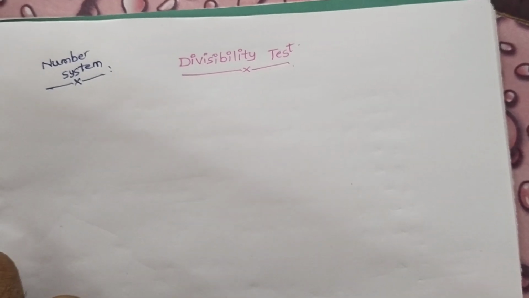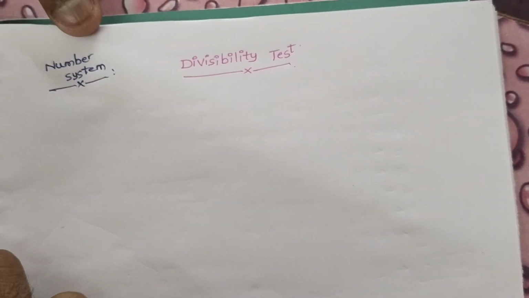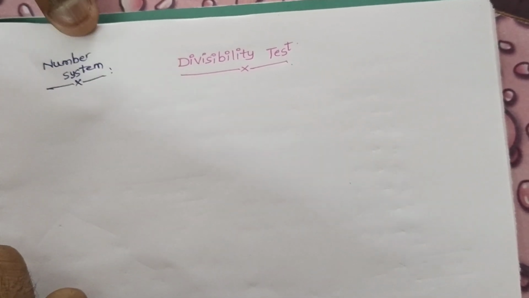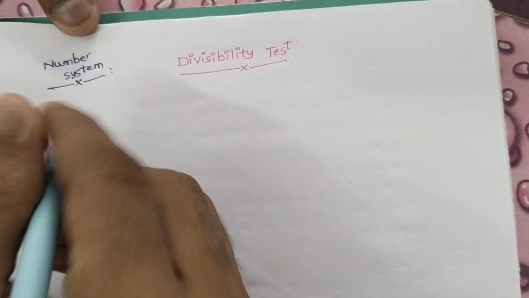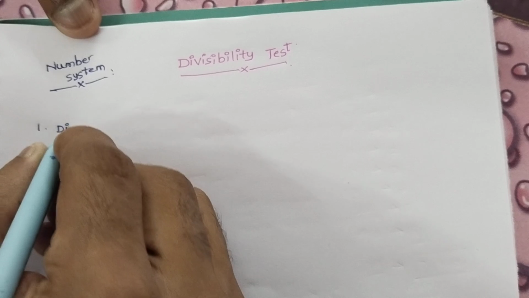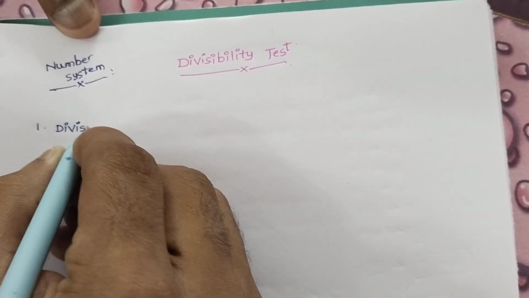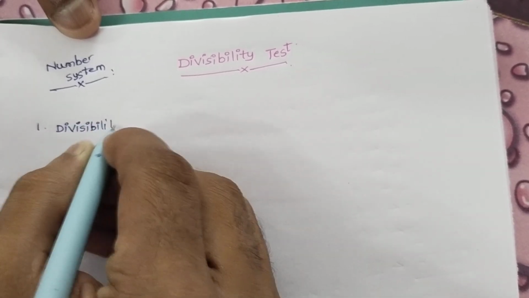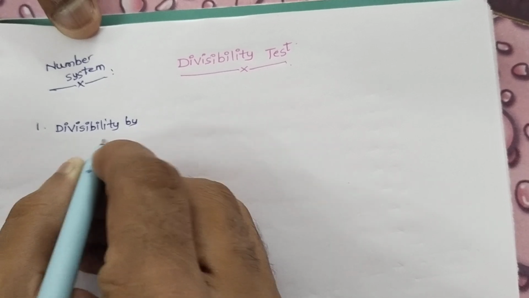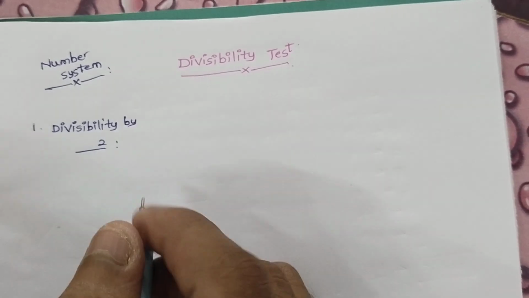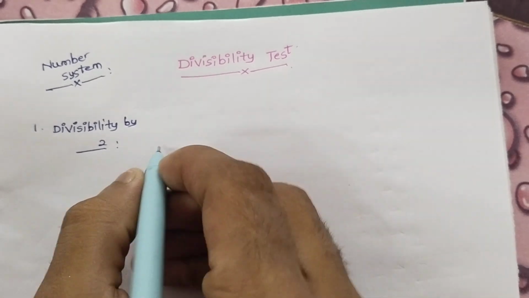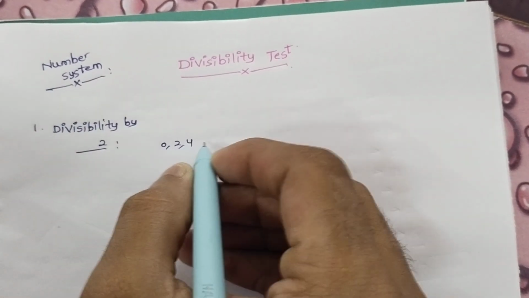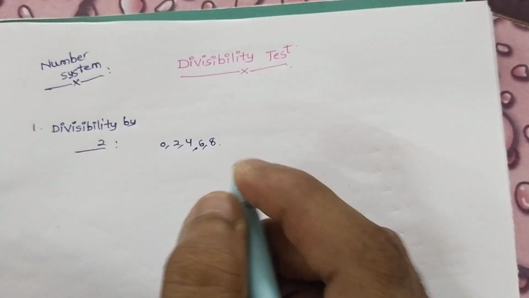Hi guys, in this session we are discussing divisibility rules from number system. First one, divisibility by 2. A number is divisible by 2 if its unit digit is any of 0, 2, 4, 6, 8.